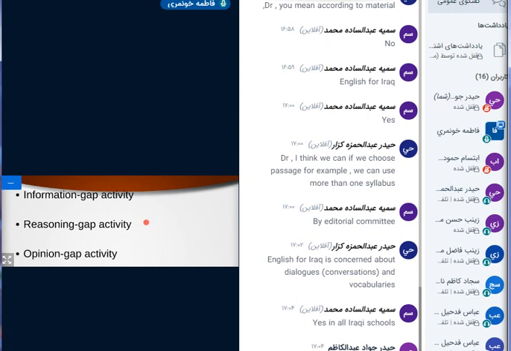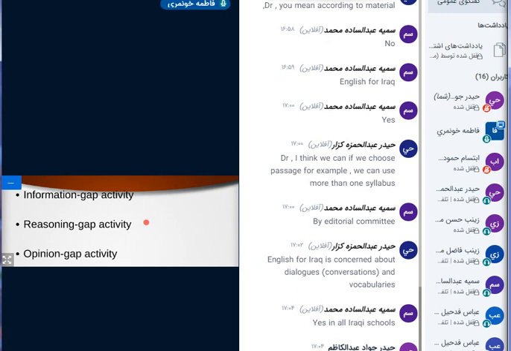The second one is a reasoning gap activity. Again, if you take a close look at the title, the name, it speaks for itself. It means that there is some reasoning involved in this activity. Students are given a situation, and for this situation, they need to choose and decide on the best option possible.